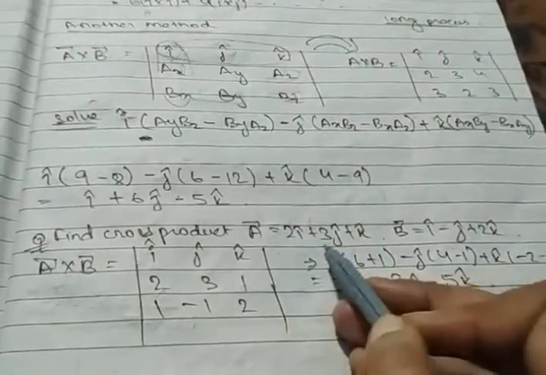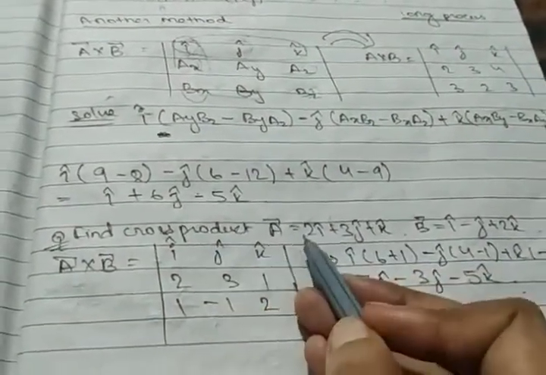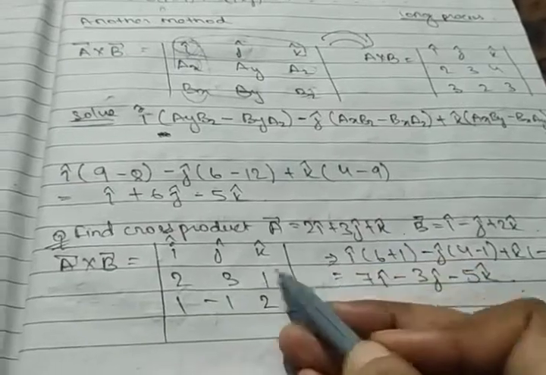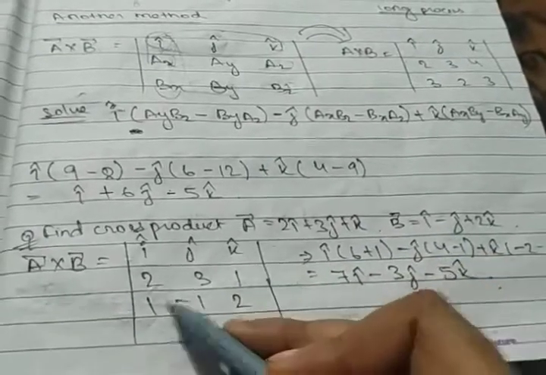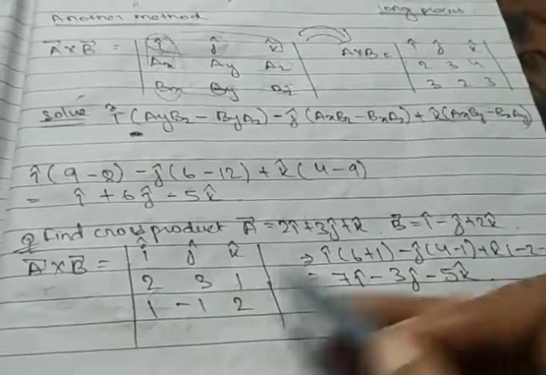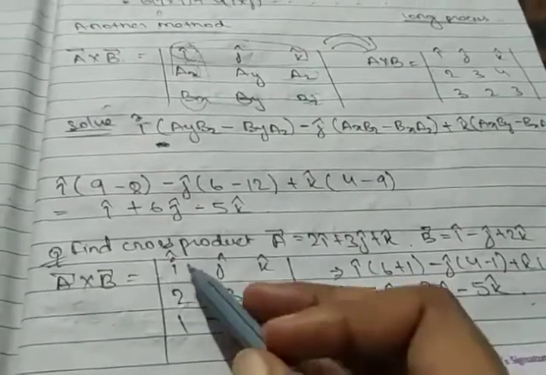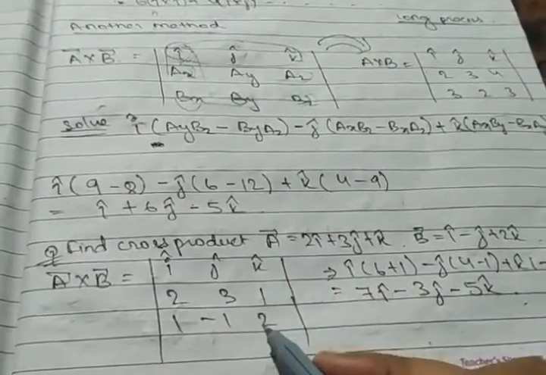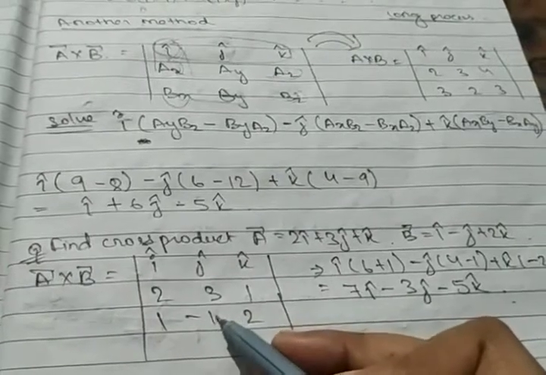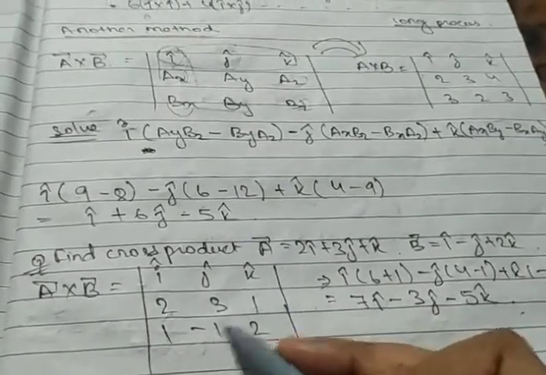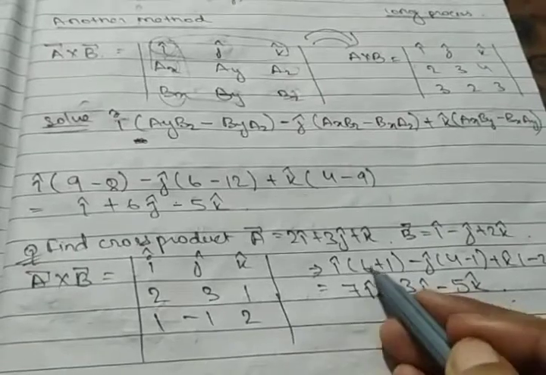A is 2i, 3j, k. So i, j, k, 2, 3, 1. Here also 1. Here minus 1, here 2. Just solve it. i, so we'll close this. 3 twos are 6. Minus of minus 1, so minus of minus 1 will be plus 1.